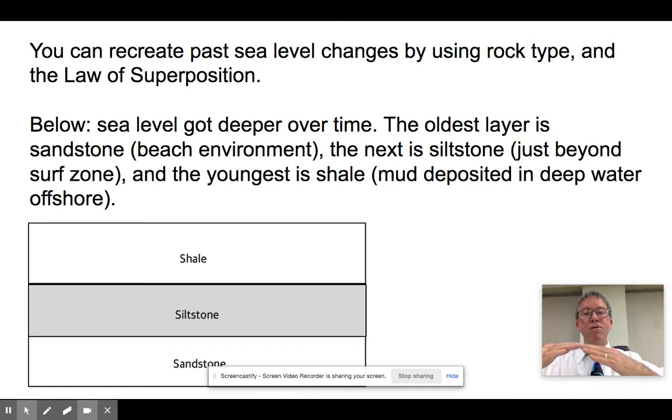Or also, when the mid-ocean ridges are very active, they build up and displace water, and sea level goes up. And then when they're very inactive, they settle back down and the ocean level drops. So we know that the sea level goes up and down throughout the geologic record.